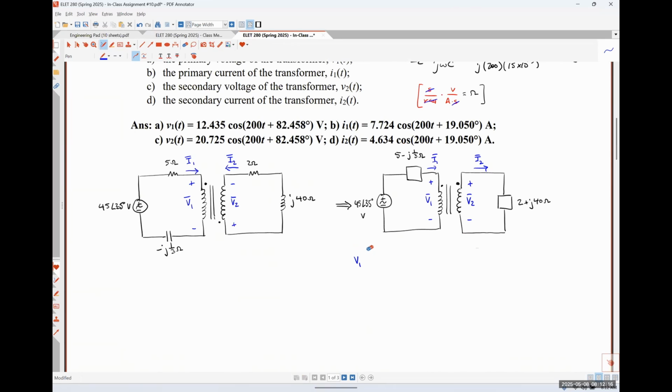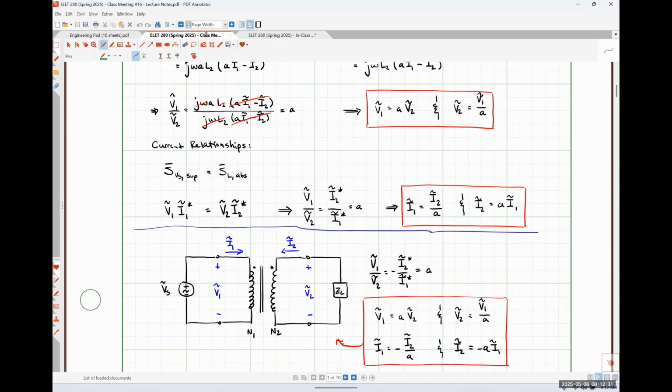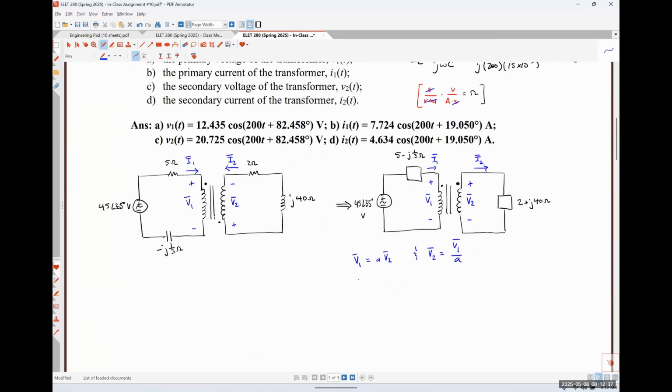Actually, I'm going to put a bar over it. It'll be the same relationship. So V1 is equal to A V2, and V2 is then equal to V1 over A. We also have those current relationships. So that's I1 is equal to I2 over A. And flipping that guy around, we would see that I2 is equal to A times I1.